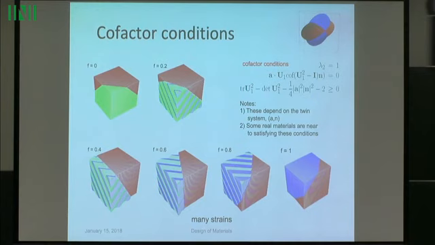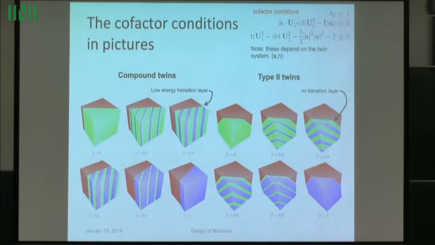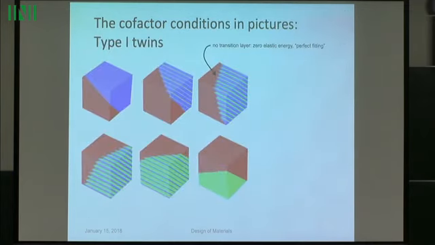You certainly have the cases 0 and 1, which correspond to lambda 2 equals 1, but you also have many intermediate cases. The solutions depend on the twin system, and I won't go into the details, but if you're familiar with compound twins, type 2 twins, it turns out the twin boundaries are parallel to the austenite-martensite interface. So you don't need any transition layer in these cases. These are 0 elastic energy cases. For type 1 twins, there also, half the solutions have the property that there's, again, no transition layer.